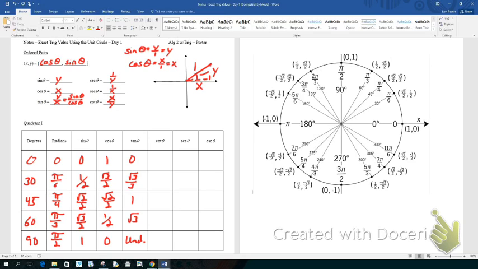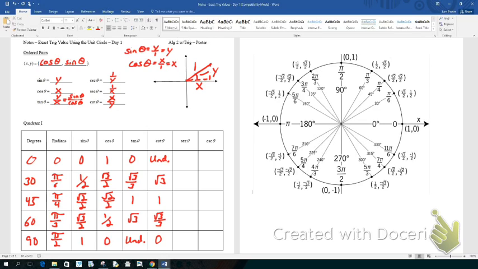Cotangent. If tangent is y over x, cotangent is x over y. And so, another way we can think of this is instead of sine over cosine, cosine over sine. We would end up here with 1 over 0, which is undefined. We would end up with root 3, 1, root 3 over 3, and 0.